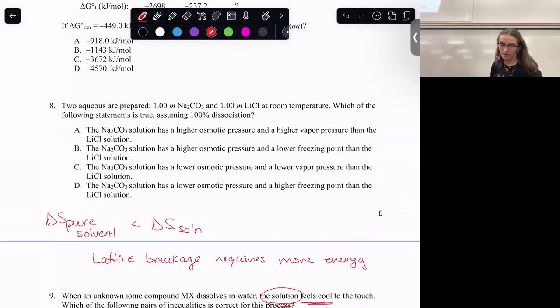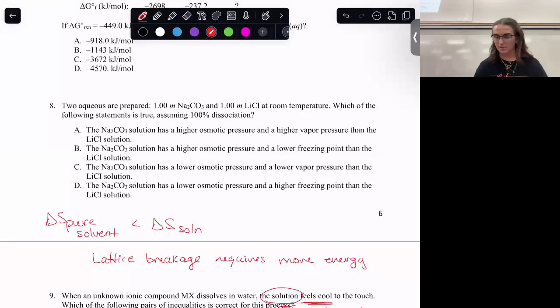All right, so for number 8, we have two aqueous solutions. I'm going to guess "solutions" is supposed to be there. Two aqueous solutions are prepared: a 1 molal sodium carbonate and a 1 molal sodium chloride at room temperature. Which of the following statements is true, assuming 100% dissociation? What do we need to know for this question?